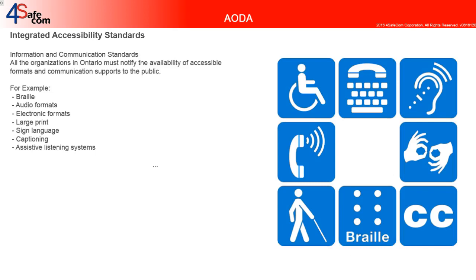Integrated Accessibility Standards. Information and Communication Standards. All the organizations in Ontario must notify the availability of accessible formats and communication supports to the public. For example, Braille, audio formats, electronic formats, large print, sign language, captioning, assistive listening systems.